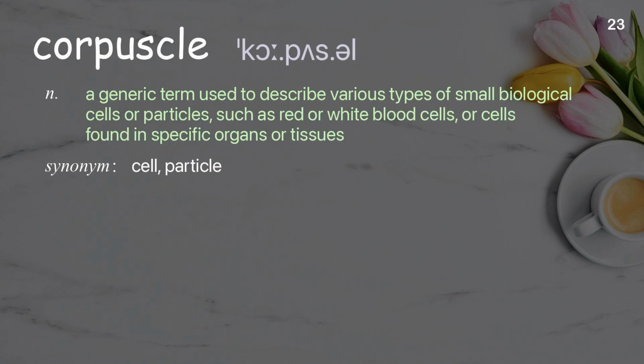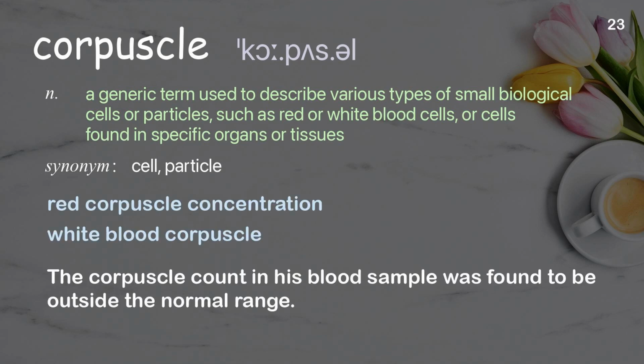Corpuscle. A generic term used to describe various types of small biological cells or particles, such as red or white blood cells, or cells found in specific organs or tissues. Examples: Red corpuscle concentration. White blood corpuscle. The corpuscle count in his blood sample was found to be outside the normal range.